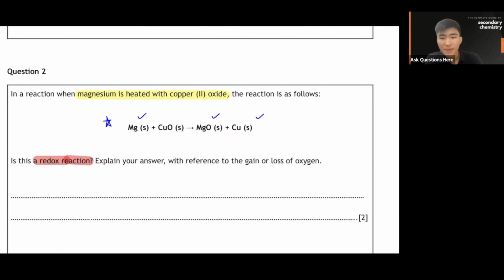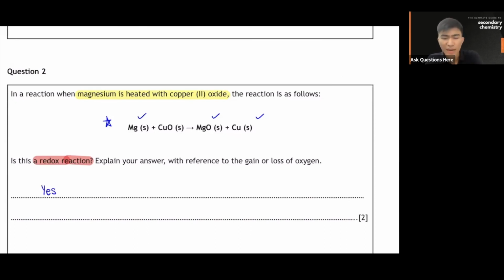Okay, yes, I see. Mara says it is a redox reaction. Does anyone agree? Okay, very good. Thank you, Natalie. So yes, I think we have our answer. Yes, this is a redox reaction.